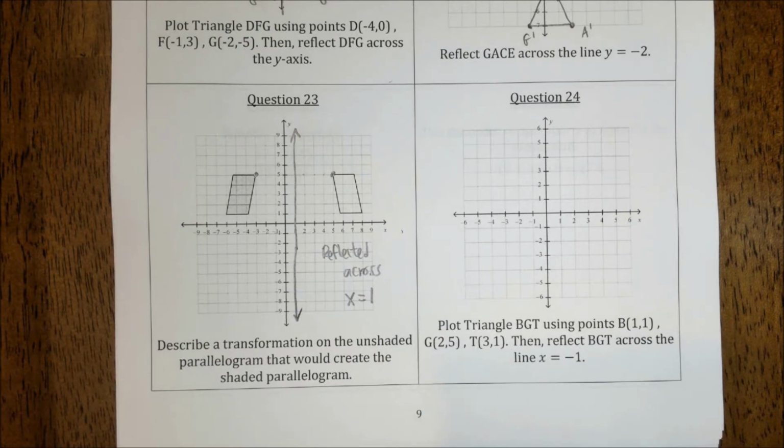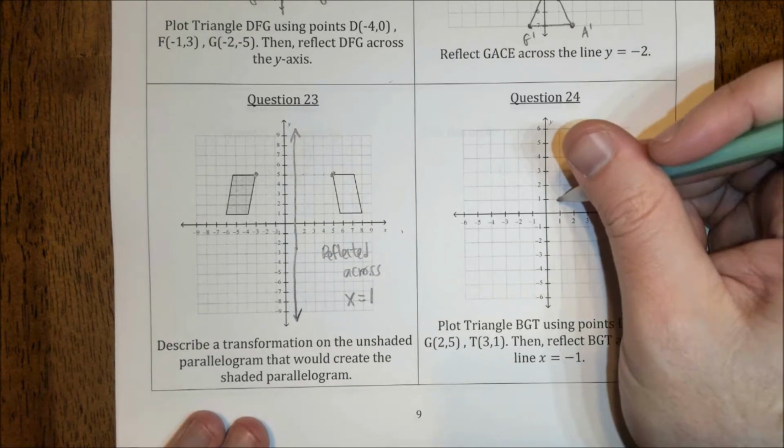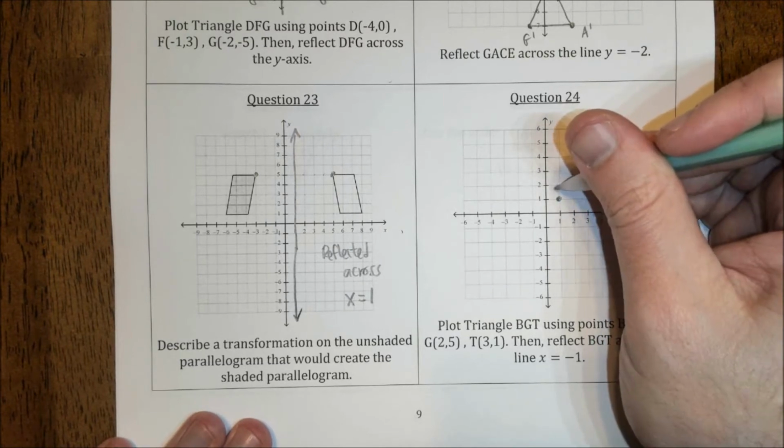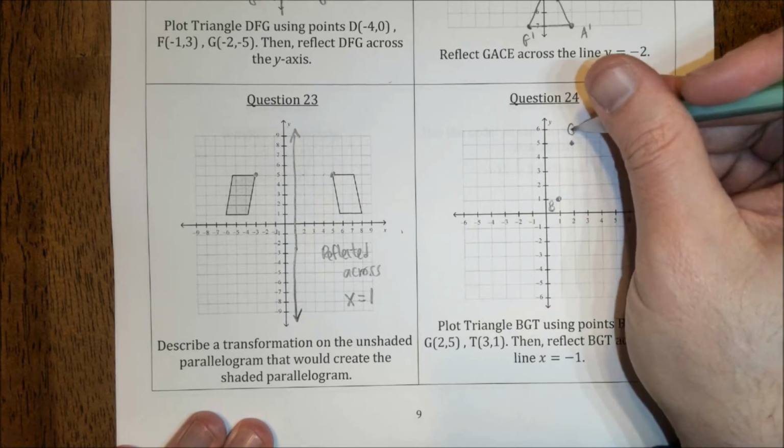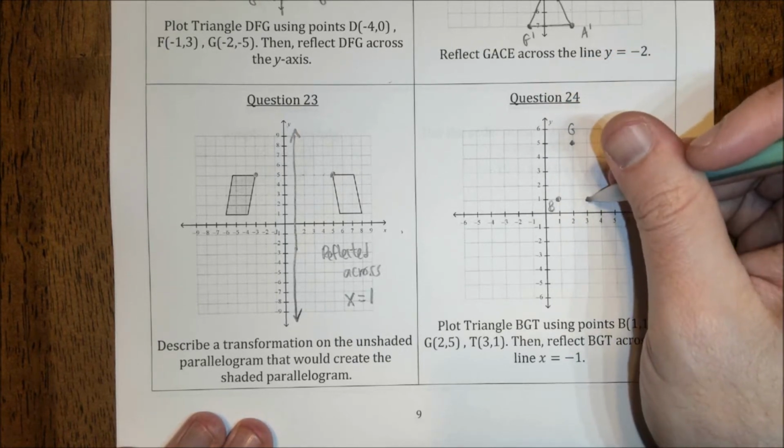Question 24, plot triangle BGT. B is 1, 1. G is 2, 5. T is 3, 1.